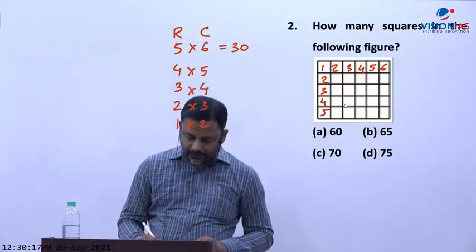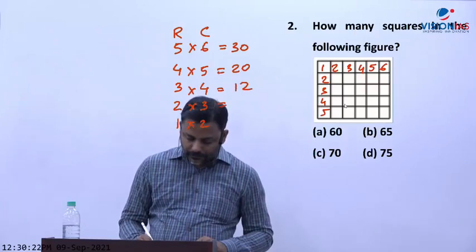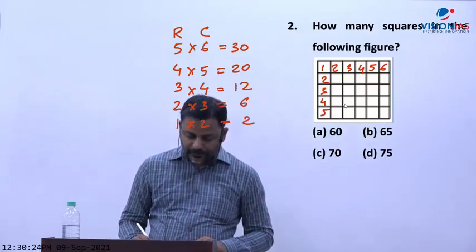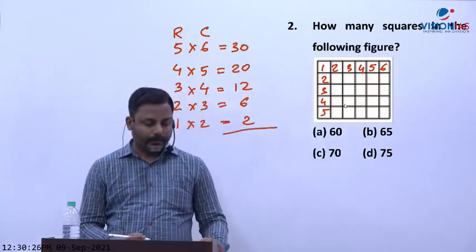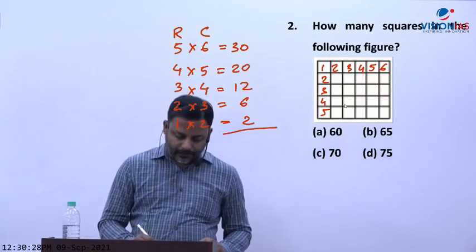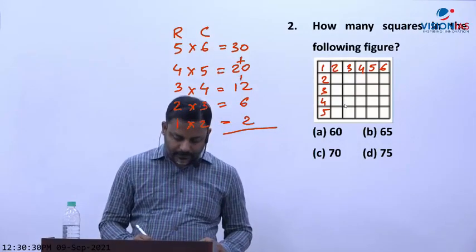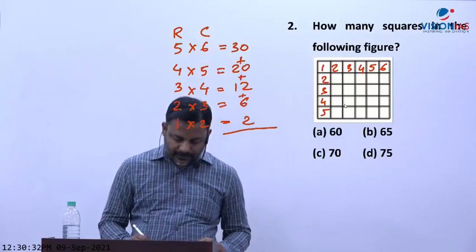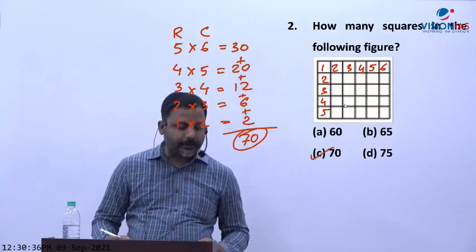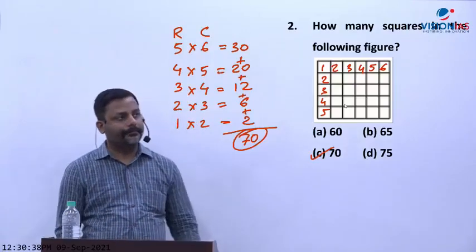6 5s are 30, 4 5s are 20, 3 4s are 12, 2 3s are 6 and 1 2s are 2. Add them. 30 plus 20 is 50, 50 plus 12 is 62, plus 6 is 68, plus 2 is 70. So our answer will be how much? 70.